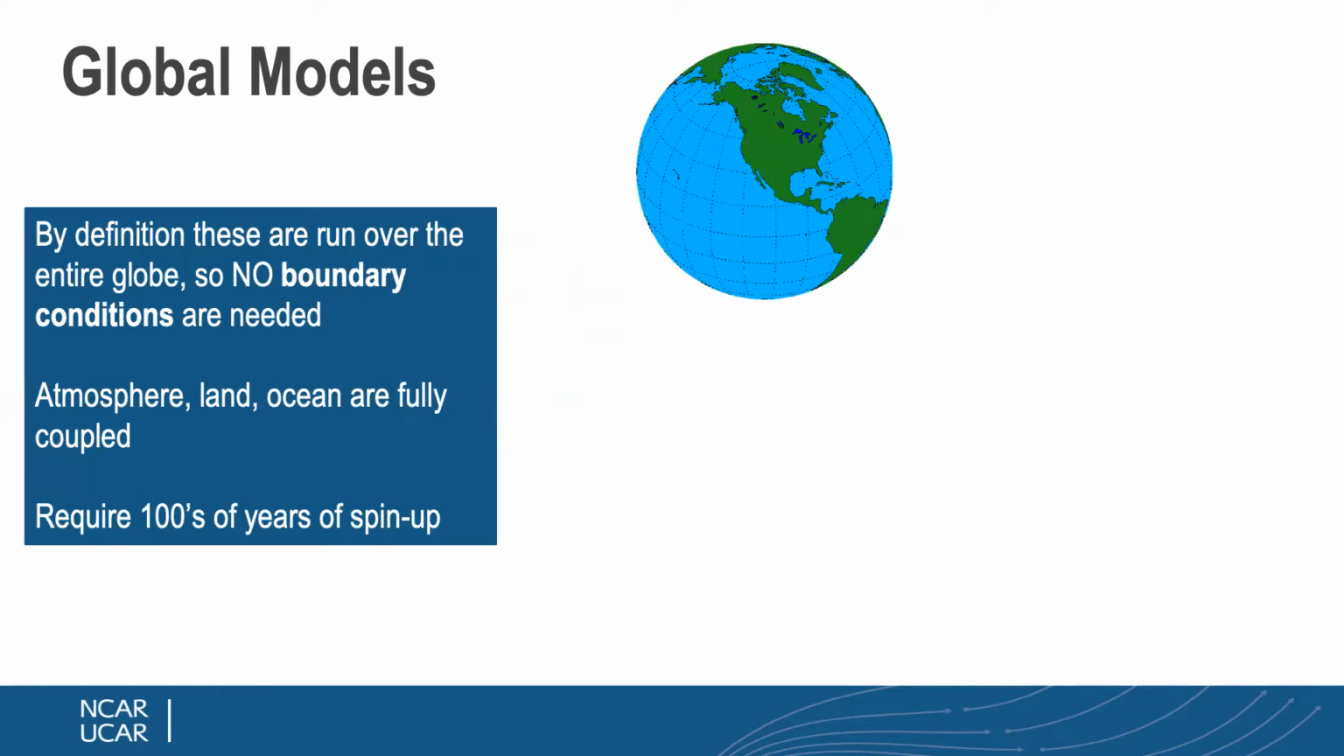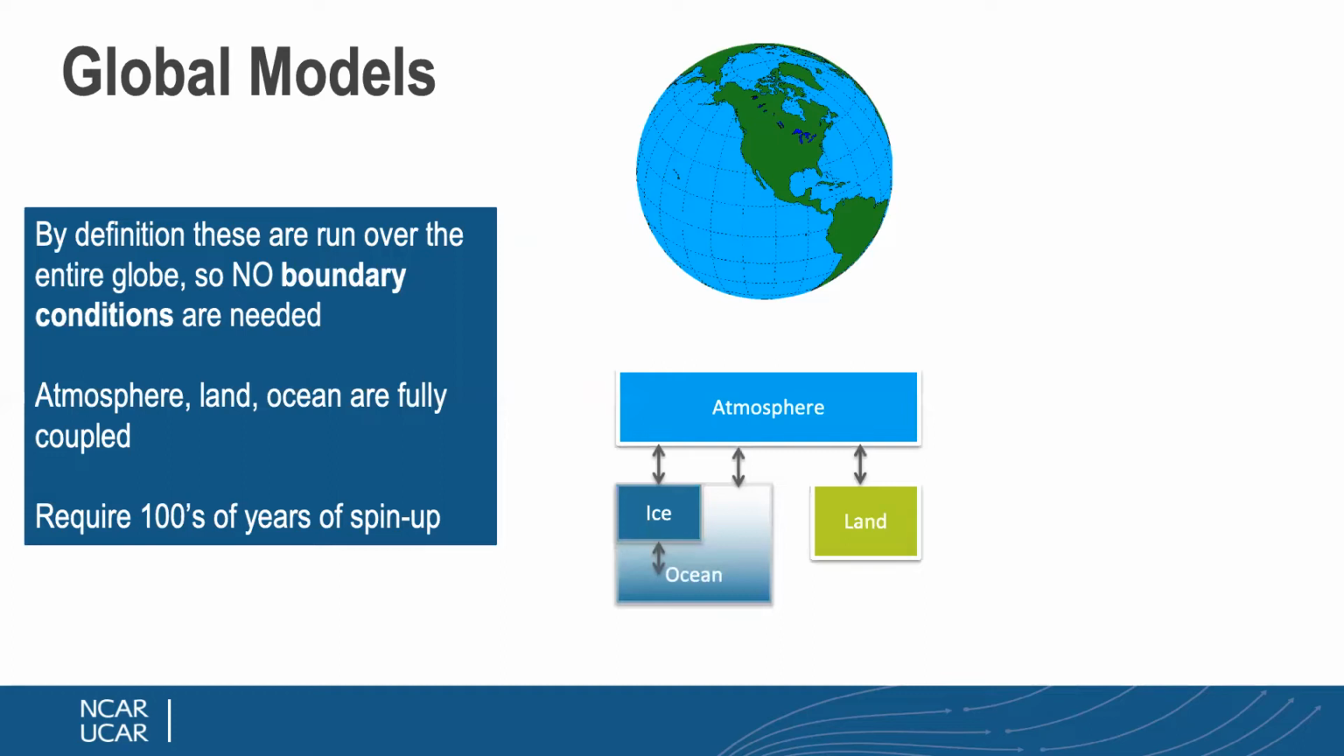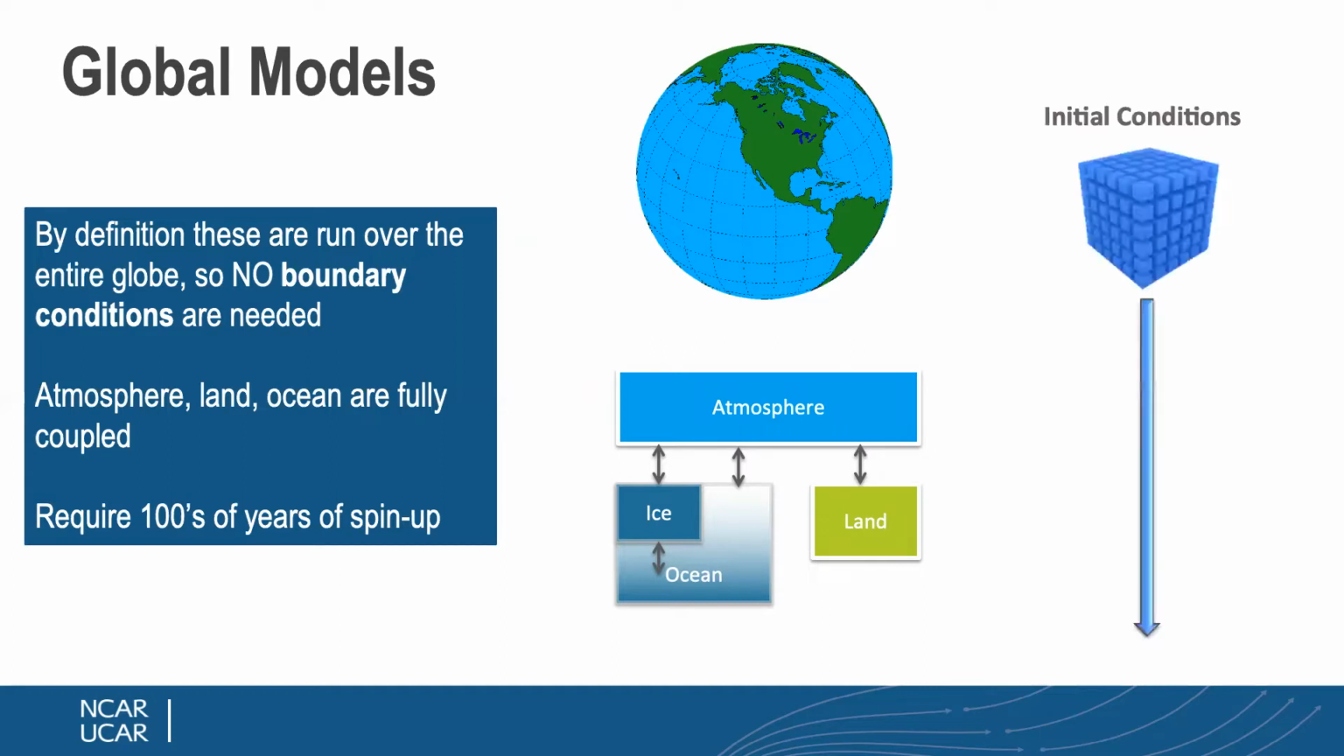Global models, by definition, are run over the entire globe, and therefore no boundary conditions are needed for these models. These models typically have an atmosphere, land, and ocean component, and these components are typically fully coupled. The models need initial conditions and are run forward in time. They do require hundreds of years of spin-up, though, before they can be run forward in time.